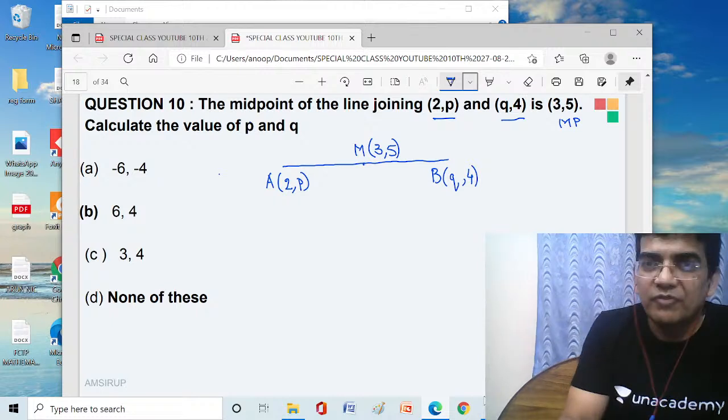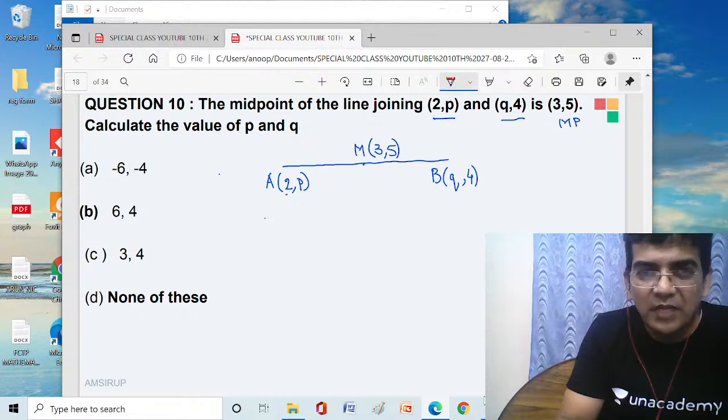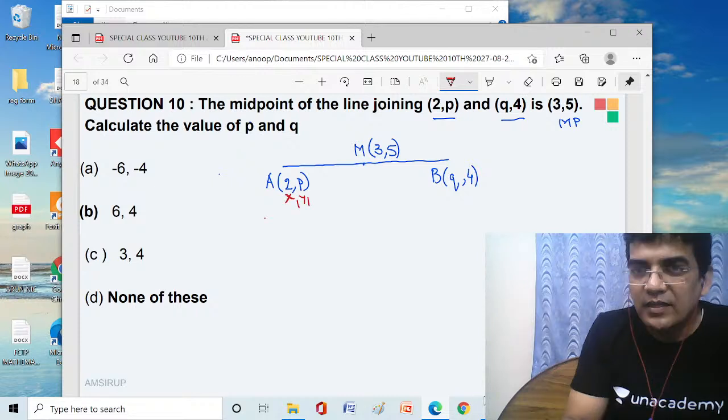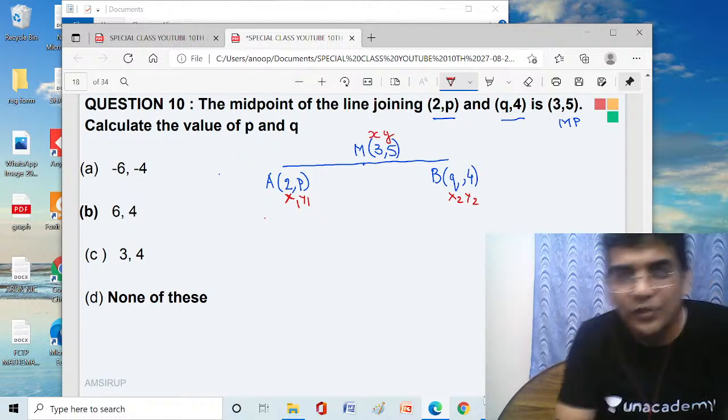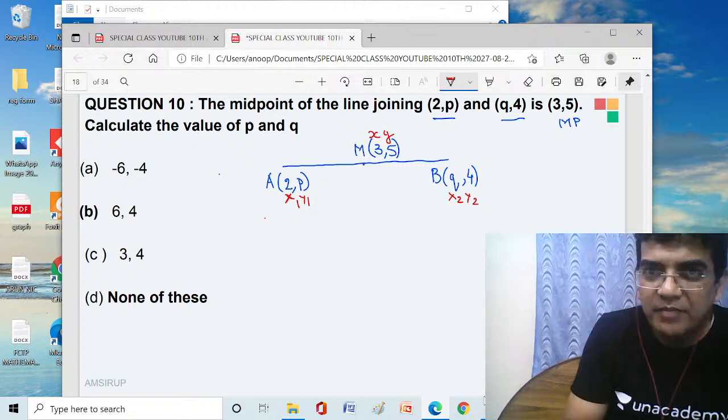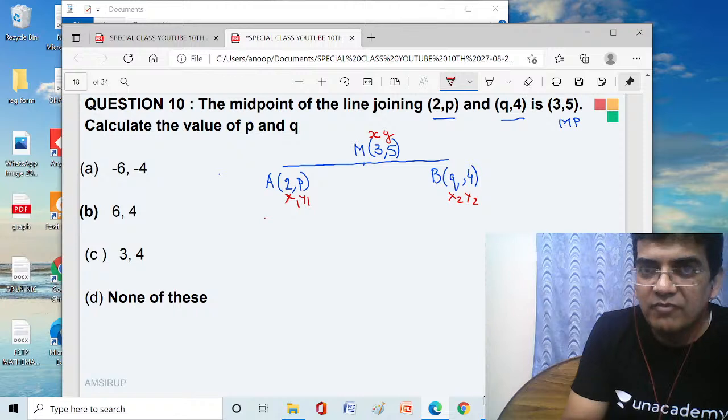See, what you will do, you will mark one end as x1, y1. The other end you will mark as x2, y2. And this midpoint will be marked as xy. Okay, now let us write the formula. Now this is the midpoint M with the two coordinates x and y. So first we are going to write the x coordinate formula for M.